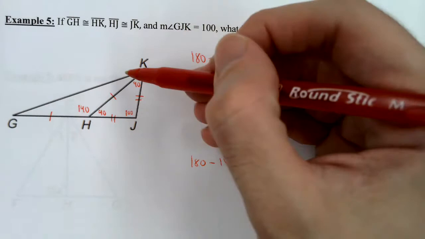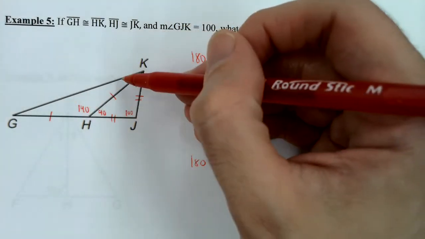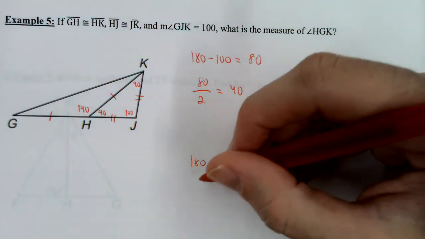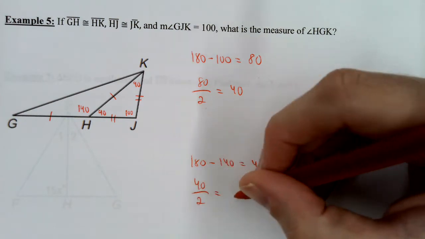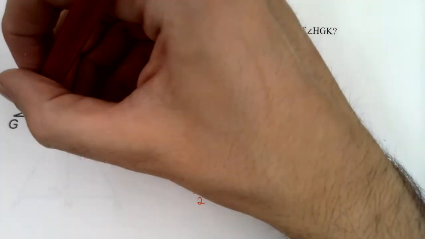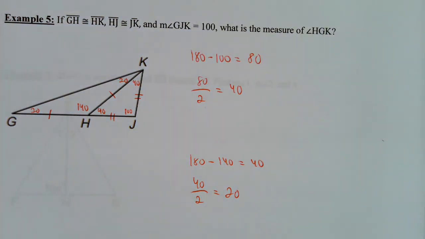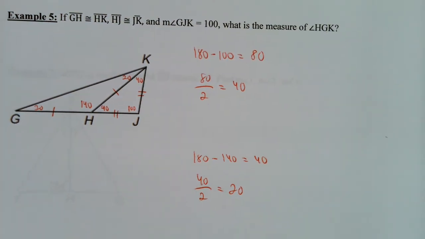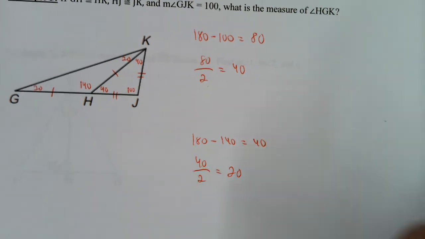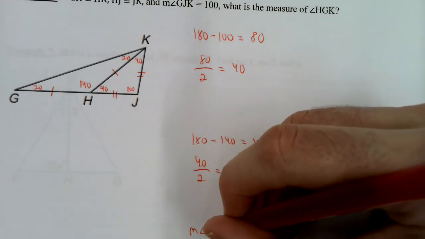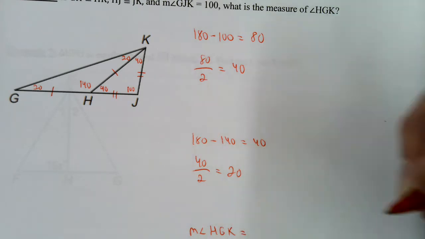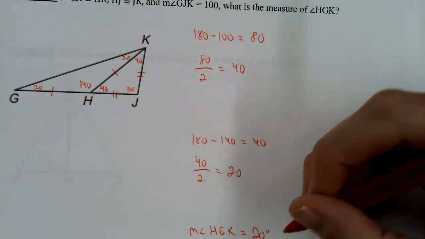This angle is congruent to this angle because GH is congruent to HK. So 40 divided by 2 gives you 20. So this angle is 20, and this angle is 20. So the final answer, the measure of angle HGK, equals 20 degrees.